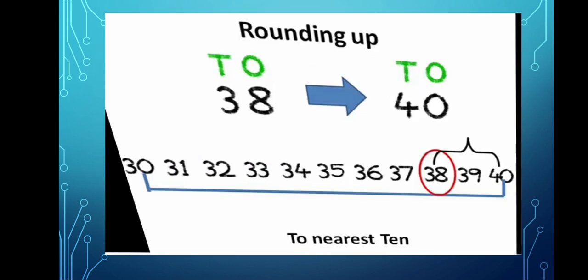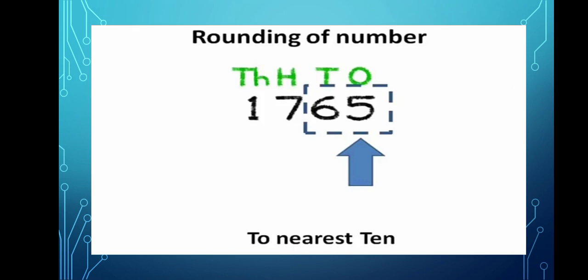When the 1's digit is more than 4, we round up. Here the 10's digit is increased by 1. Here the 10's digit is 3 and it is increased by 1 and it becomes 4, and the 1's digit becomes 0. Hope you are understanding it. Let's take another example.